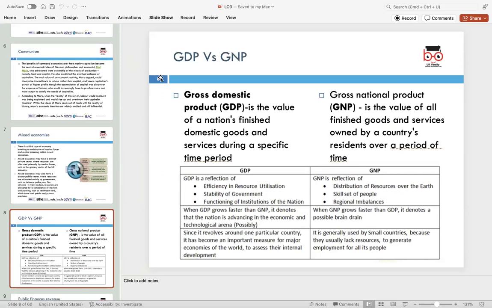Okay, so comparing gross domestic product with gross national product, gross domestic product is a measure of the value of a nation's finished domestic goods and services in a particular time period. So the value of all finished goods and services owned by residents of a country over a period of time is referred to as gross national product to be calculated.